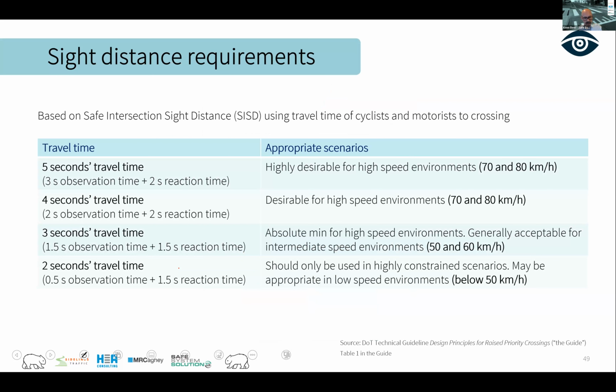So let me take you through the theory on this, and then I'll give you a little stretch break. What you want to do is think about what we call a travel time, and it's based on the environment. So it's based on the safe intersection sight distance calculations we'd use for both cyclists and drivers. And so what we want to do is think about, okay, what scenario are we in? Are we in a high speed environment? Are we in a really low speed, constrained environment, or somewhere in between? And then you pick your appropriate travel time from that.